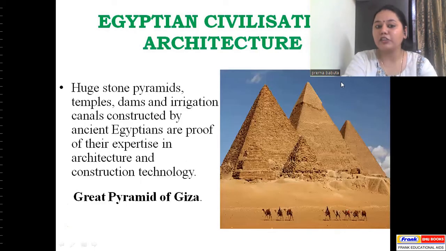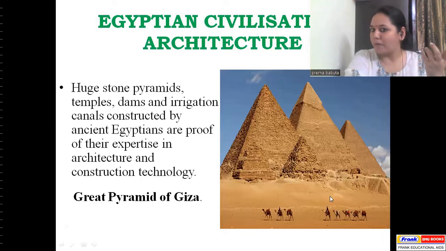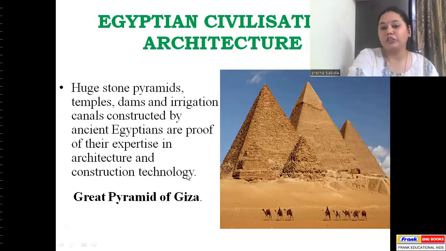And the architecture, so huge stone pyramids. When we talk about Egyptian architecture, pyramids come to our mind by default. The huge stone pyramids, temples, dams, and irrigation canals constructed by ancient Egyptians are proof of their expertise in architecture and construction technology.